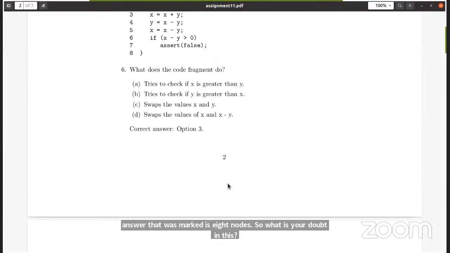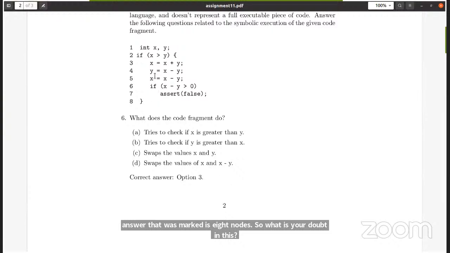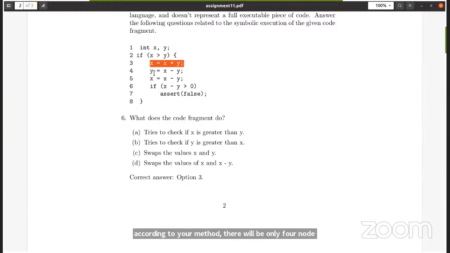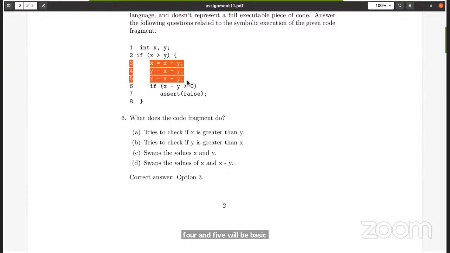Ma'am, according to your method, there will be only 4 nodes. No, what we have done is we have explicitly allotted lines 3, 4, and 5 as separate. For every statement, we have to allot one node, because you're looking at symbolic execution. When you look at a control flow graph in general, you can collapse what we call basic blocks, like lines 3, 4, and 5, because there is no branching in between. You can collapse them for a control flow graph, when you use prime paths or cyclomatic complexity.